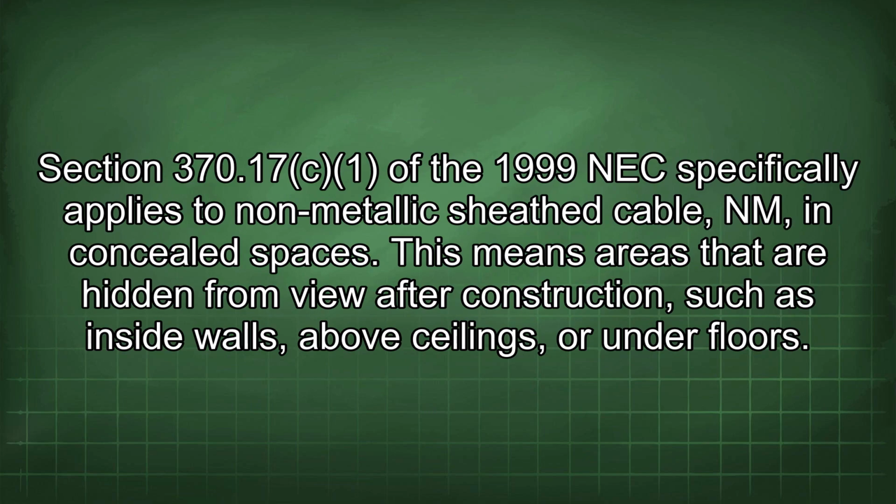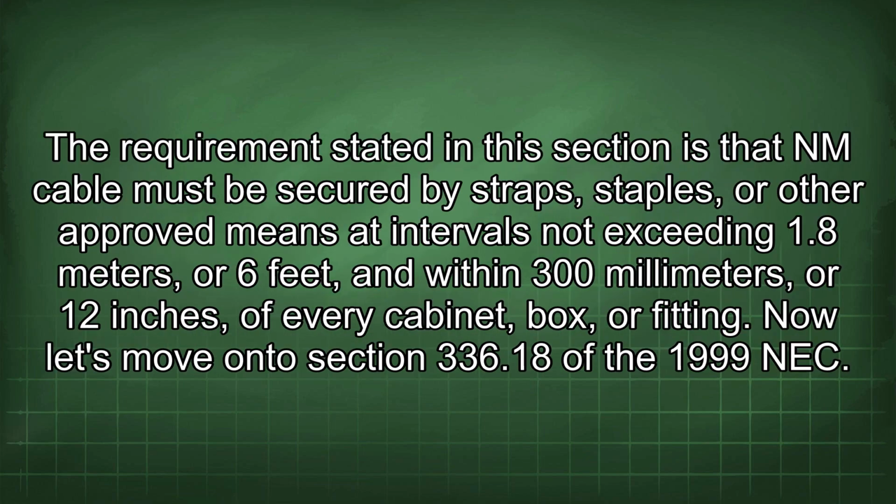Section 370.17 CON of the 1999 NEC specifically applies to non-metallic sheath cable, NM, in concealed spaces. This means areas that are hidden from view after construction, such as inside walls, above ceilings, or under floors. The requirement stated in this section is that NM cable must be secured by straps, staples, or other approved means at intervals not exceeding 1.8 meters or 6 feet, and within 300 millimeters or 12 inches of every cabinet, box, or fitting.